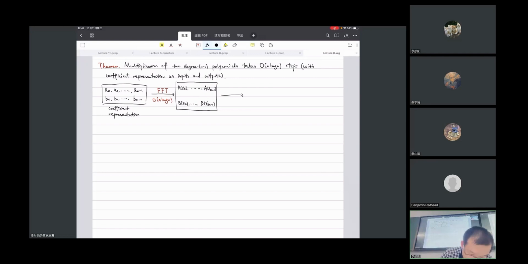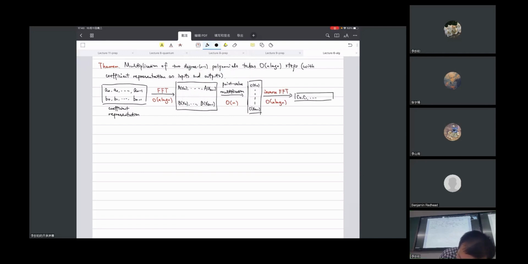And then for this place, we just call it point value multiplication. And this cost is O(n). Basically after having this, we got the corresponding function values, c(x0) until c(x_{2n-1}). And for the last step, we just call inverse FFT. And this costs O(n log n). We recover the c values, c0, c1 until c_{2n-2}. And the output is a coefficient representation.